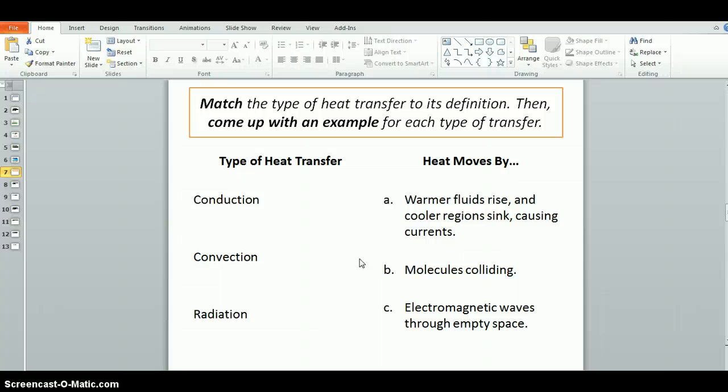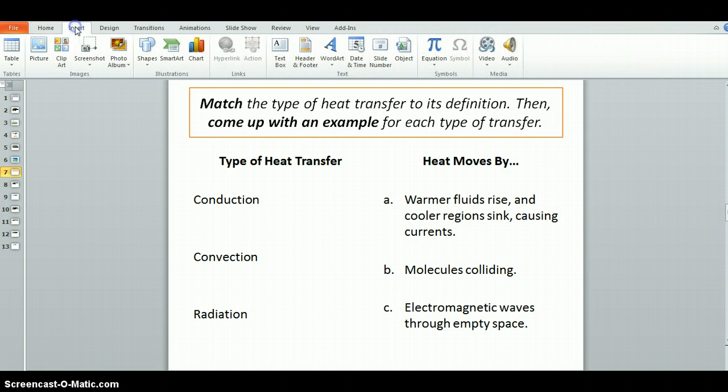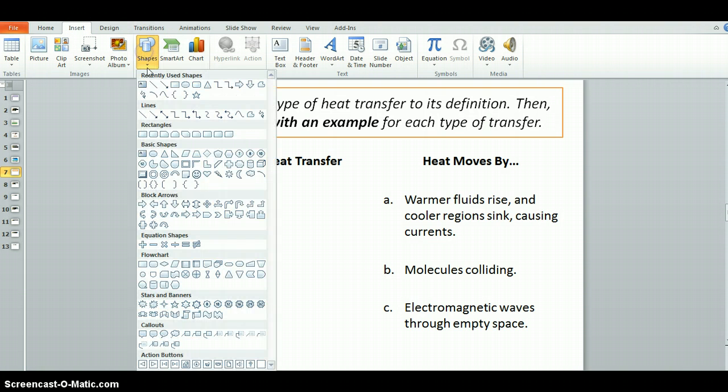So we were going to do a matching activity here between the different types of heat transfer, and then how exactly they're moving, but I will go through this for you guys today.